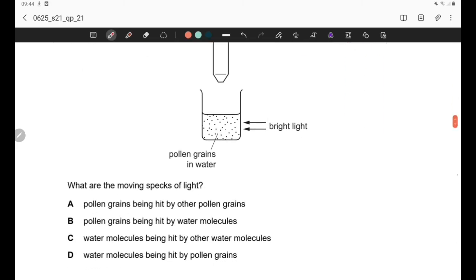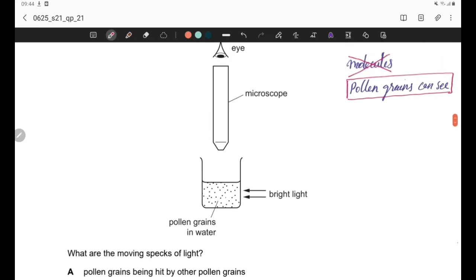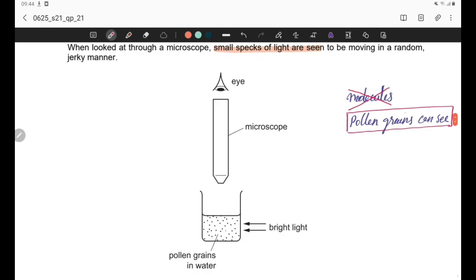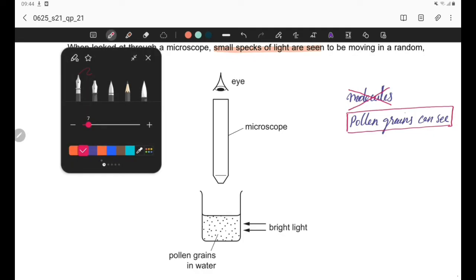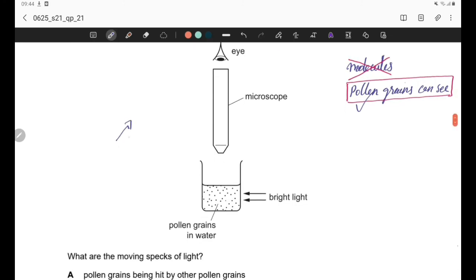So we have to identify what the moving specks of light are. Pollen grains being hit by pollen grains? We already discussed that the particles which we can see moving are pollen grains, not the molecules of the liquid, as molecules of the liquid are too small to see even through a microscope. So they are pollen grains. But why are these pollen grains moving in a zigzag manner?